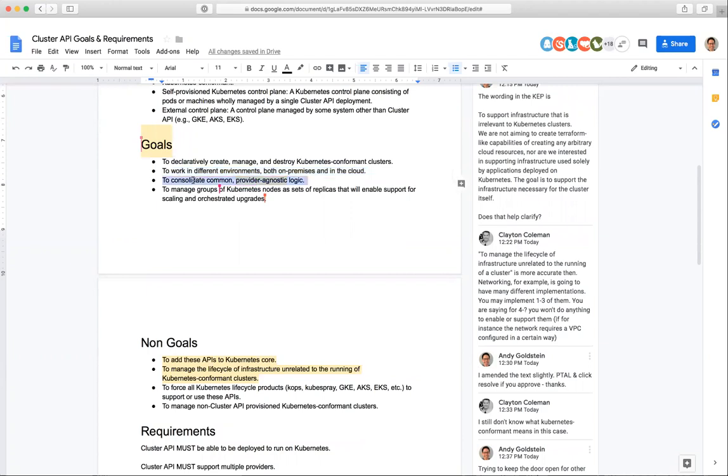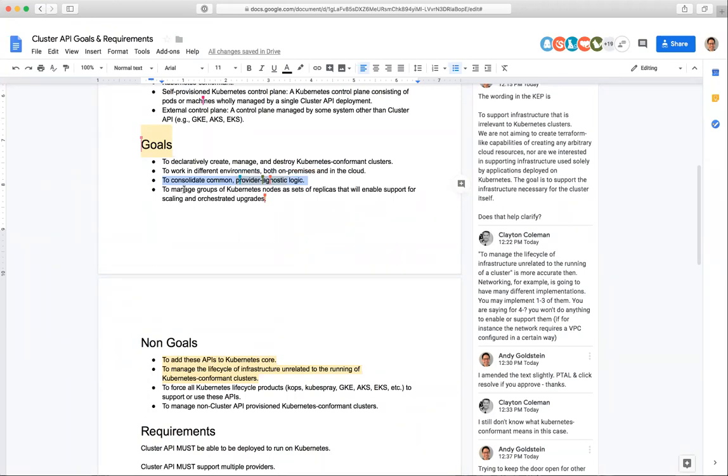The third one, which Clayton and I were having a comment discussion about, is to consolidate common provider agnostic logic. We probably can get some better wording here, but the idea is that we want to make it so that the infrastructure providers that are provisioning machines don't have to write code that generates the control logic for running kubeadm init, kubeadm join, or anything else that you're using to do provisioning.